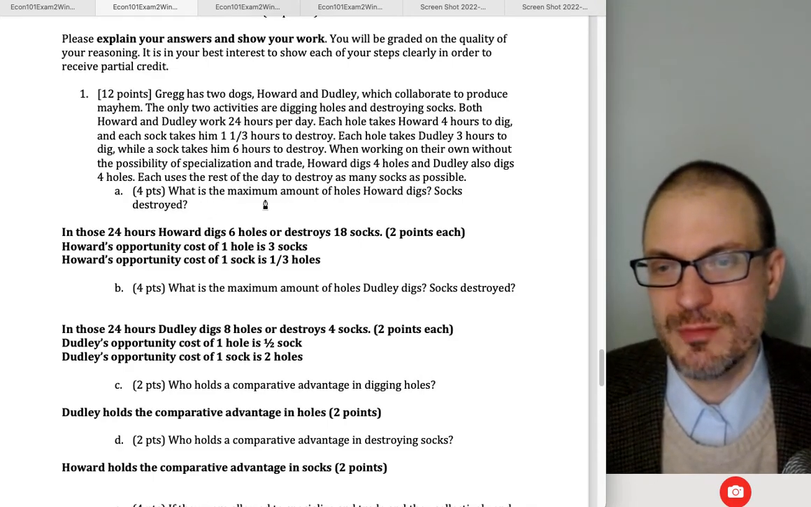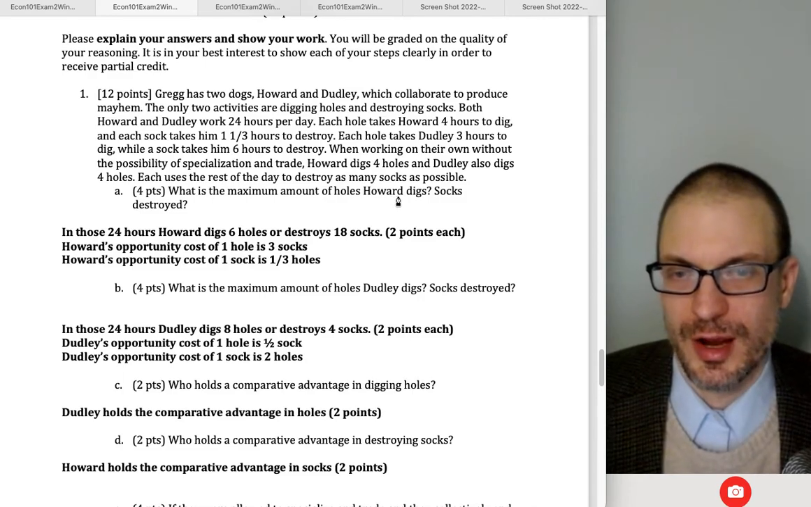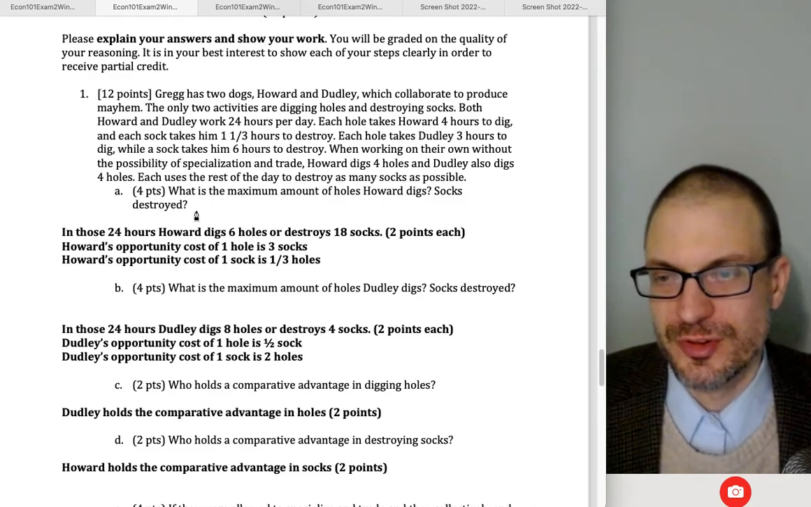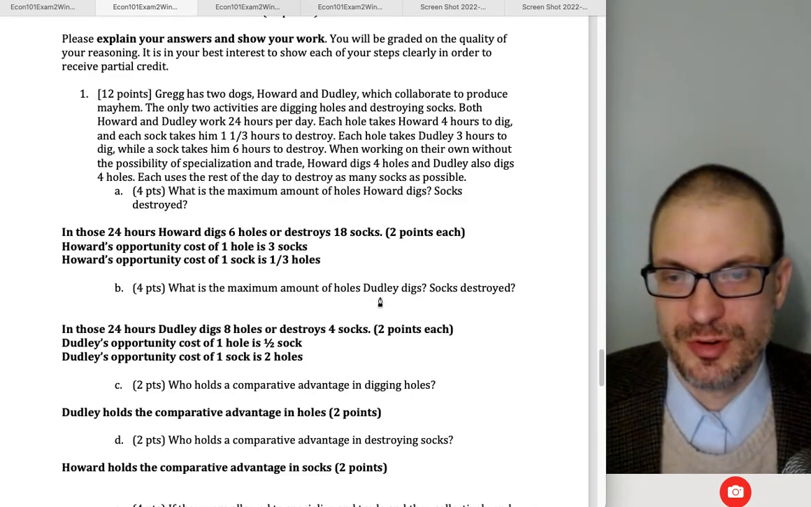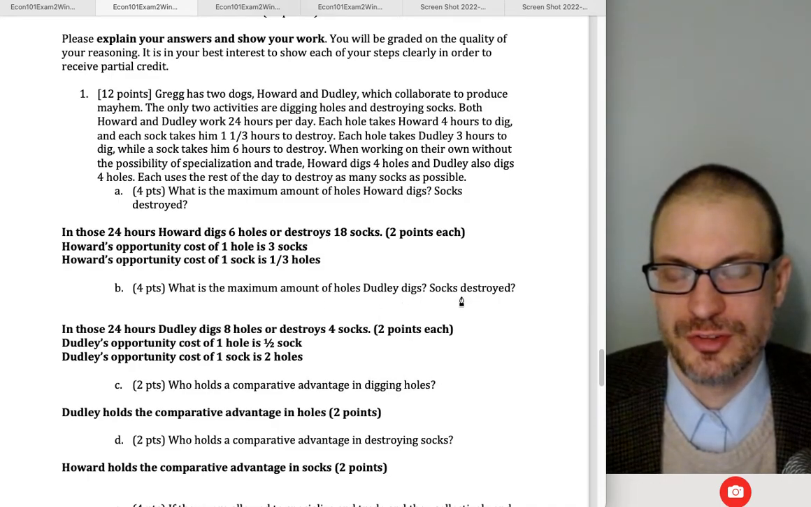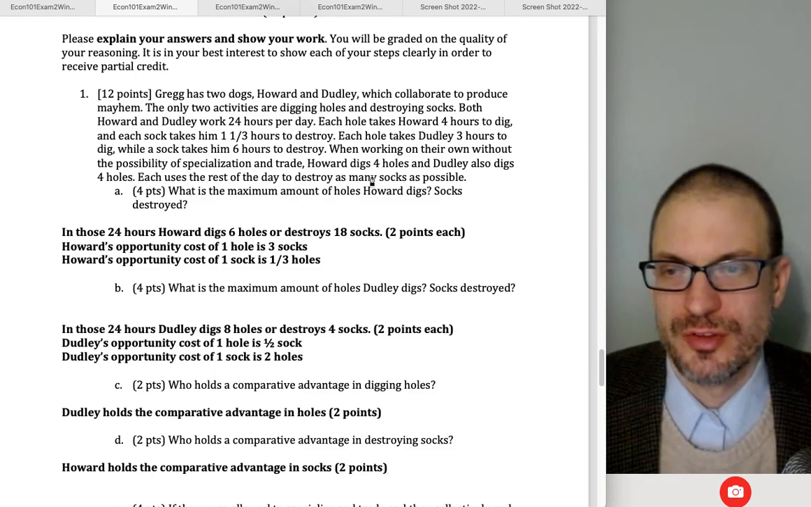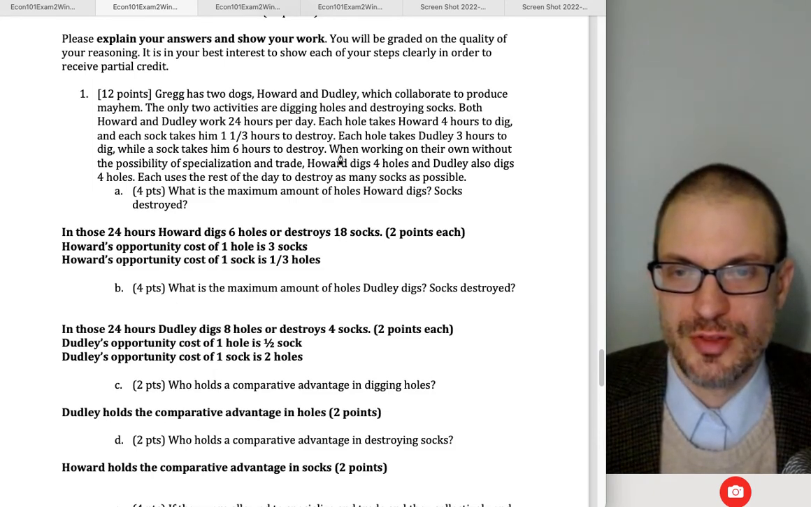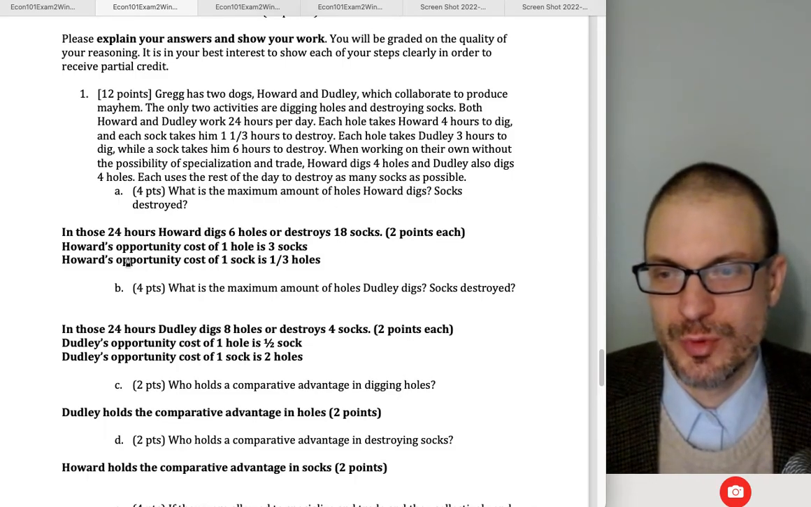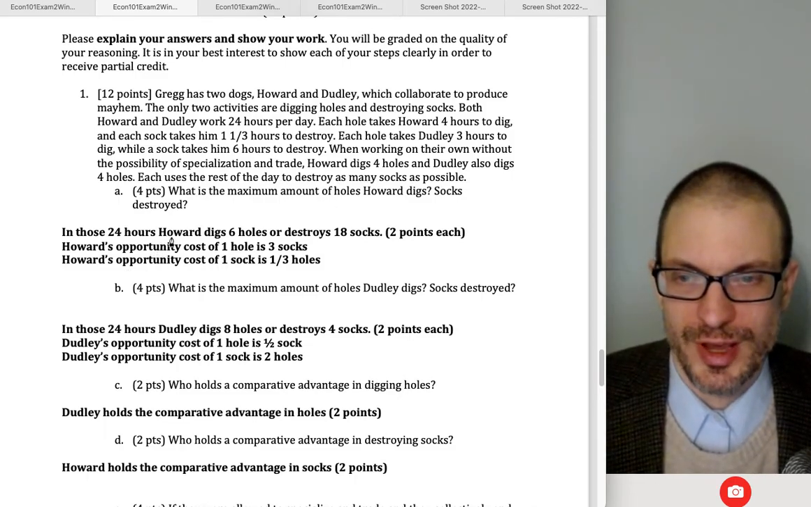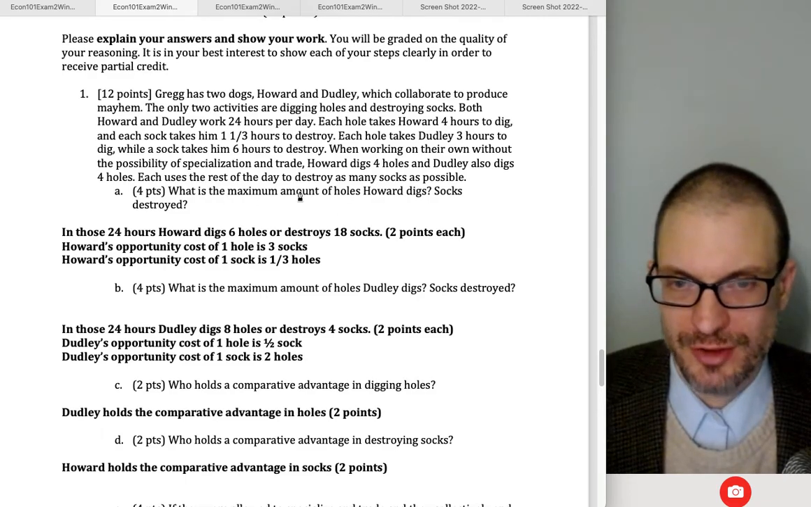So firstly, what's the max amount of holes that Howard could dig? What's the max amount of socks destroyed? What's the max amount of holes Dudley digs, socks destroyed? So we're interested in what's the most that they could do, right? So we want to disregard this part, when working on their own without the possibility of specialization and trade. We want to focus on what could they most, if they put all their time to it, what's the maximum amount they could possibly get, right?